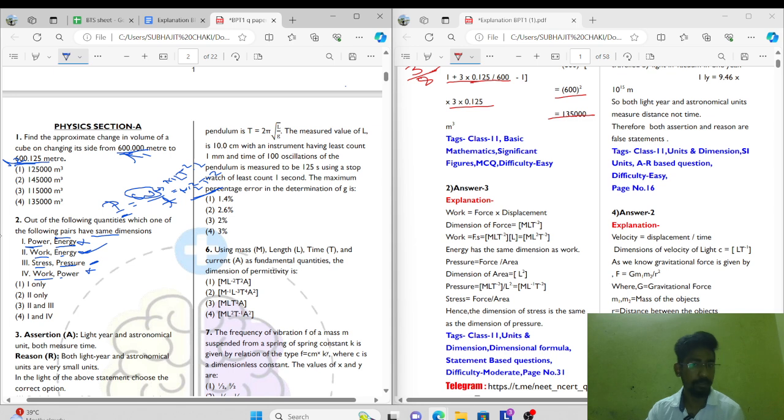So I think you got the answer. The pairs are work and energy, and stress and pressure. Statements 2 and 3 are correct, which is option number 3.